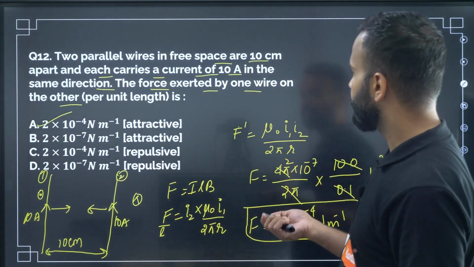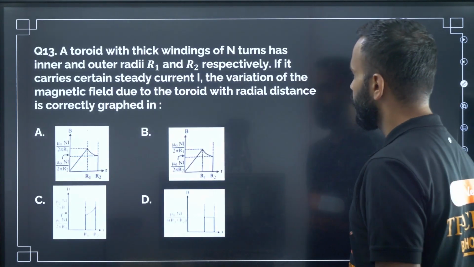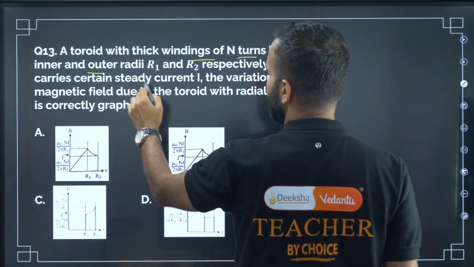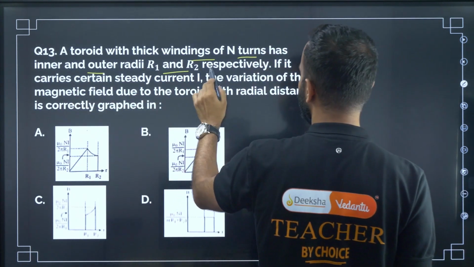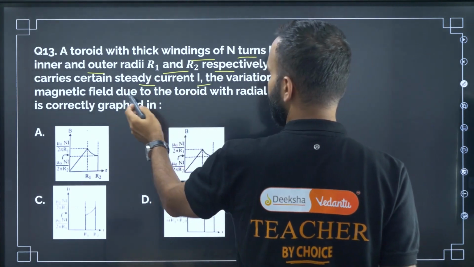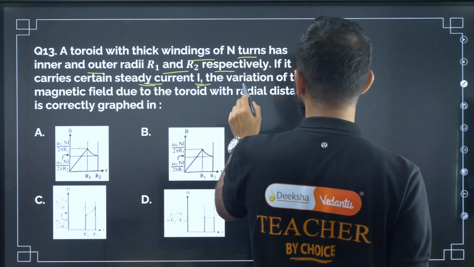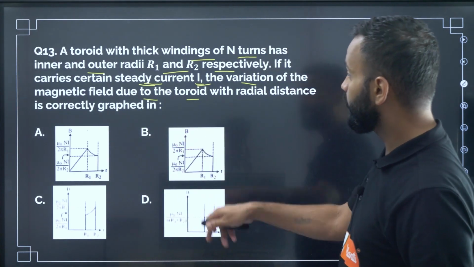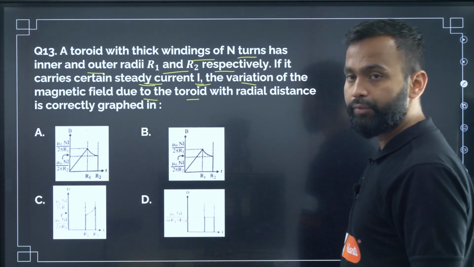Understood? Yeah. Next question. Question number 13. A toroid with thick windings of n turns has inner and outer radii R1 and R2 respectively. If it carries a certain steady current I, the variation of the magnetic field due to the toroid with radial distance is correctly graphed in.